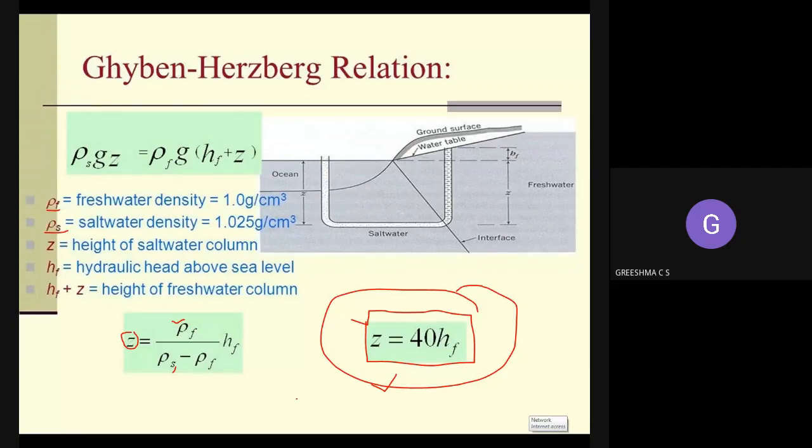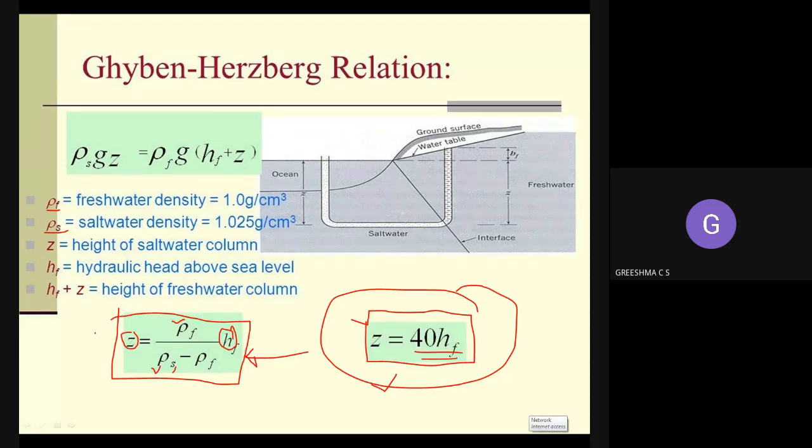Z is equal to 40 HF. They have formulated this equation: rho F divided by rho S minus rho F is equal to HF. By using this equation you can find out the height of fresh water below the sea level. You know the density of the fresh water, and the density of the salt water also. So for Z you can substitute 40 HF.